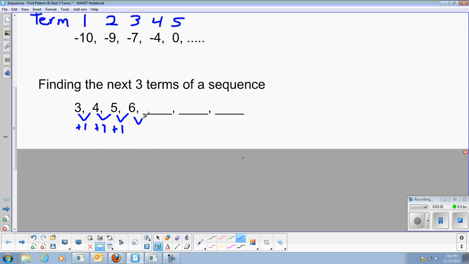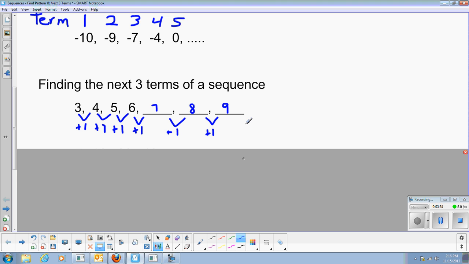So to get from 6 to the next term, I will add 1. 6 plus 1 is 7. And I will continue my pattern of adding 1. 8. 8 plus 1, 9. Now I've used the pattern I found in the first terms of the sequence, and then I've continued that pattern to write the next 3 terms. This one has a nice pattern of adding 1.